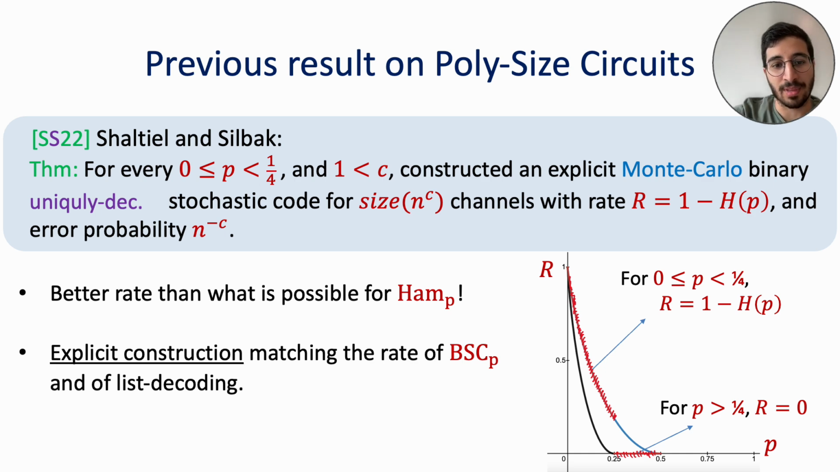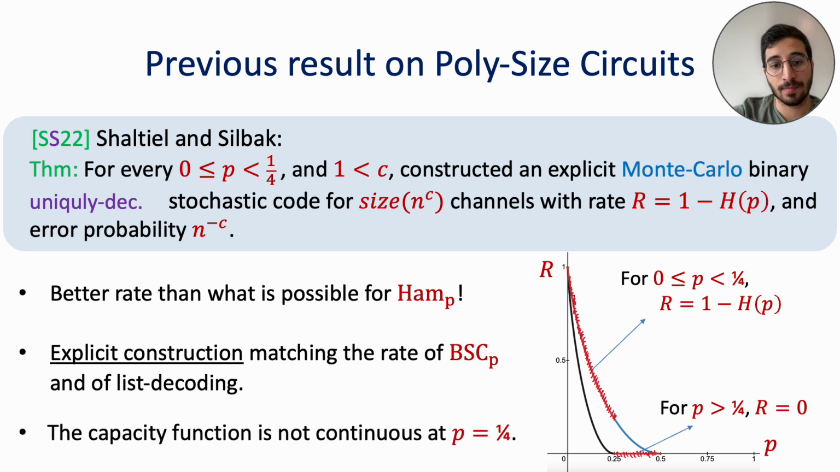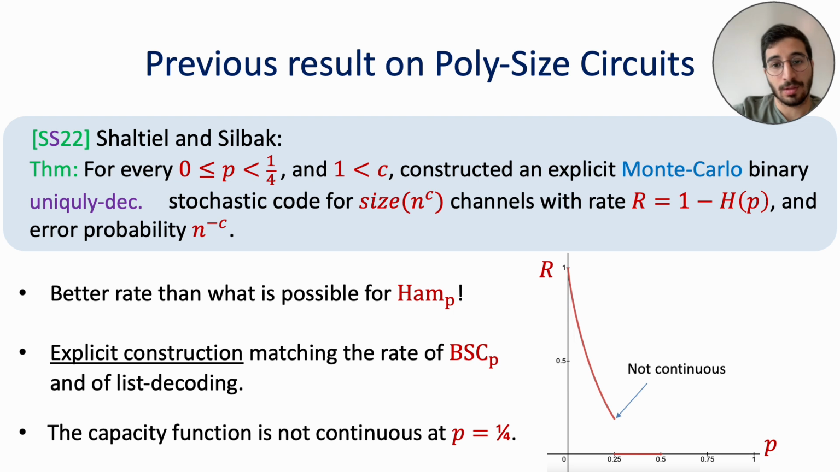Let me also point out that the capacity function we get is not continuous. In particular, when p is equal to 1/4, the rate suddenly jumps from being strictly larger than 0 to being 0.